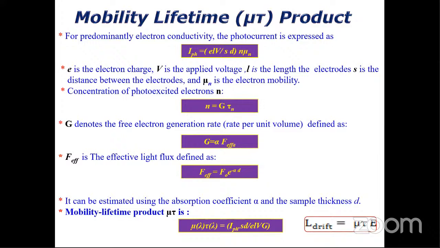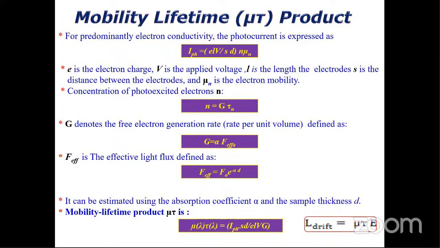Okay, so these are the expressions which we have used for this purpose, and these are the general expressions which are available in the textbook. Okay, so the concentration of photoexcited electrons, if we are interested, that is G into tau N, and G is basically the free electron generation rate, that is rate per unit volume, and tau N is the lifetime.